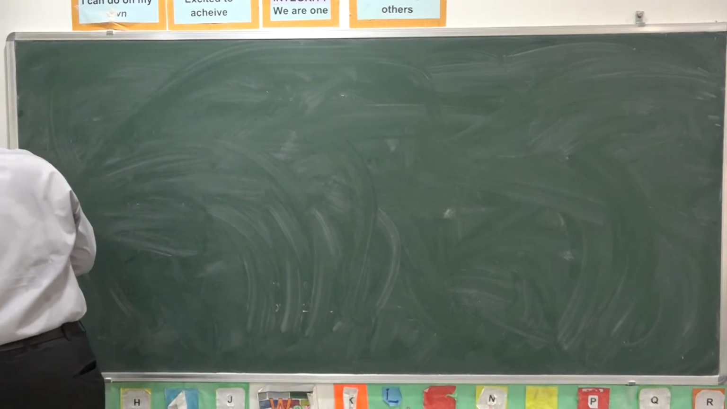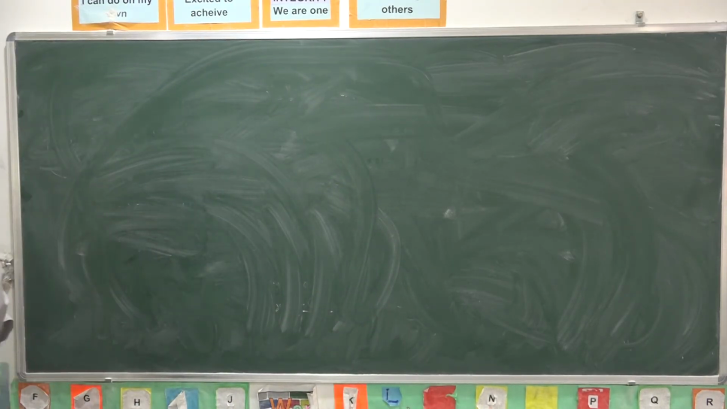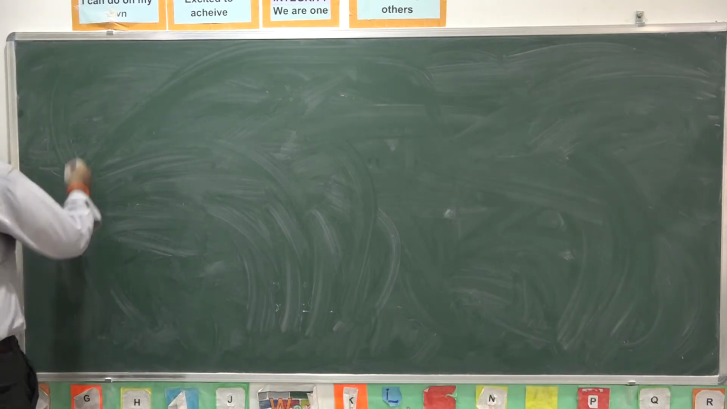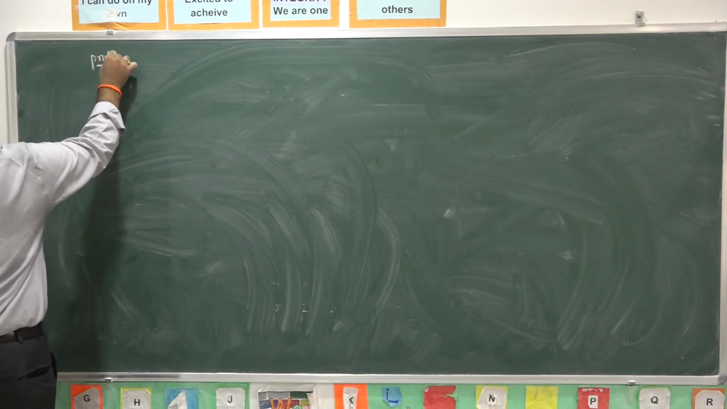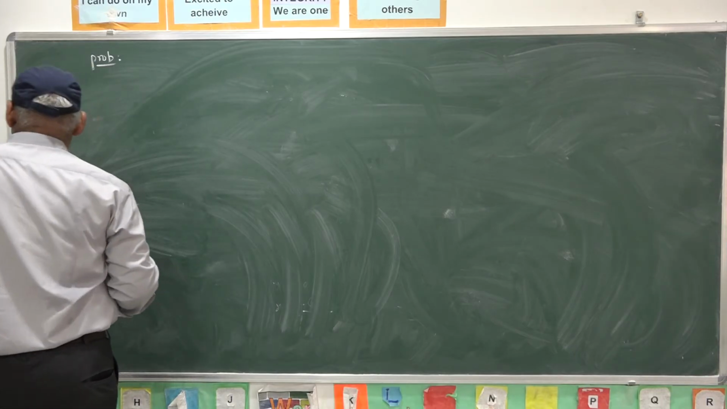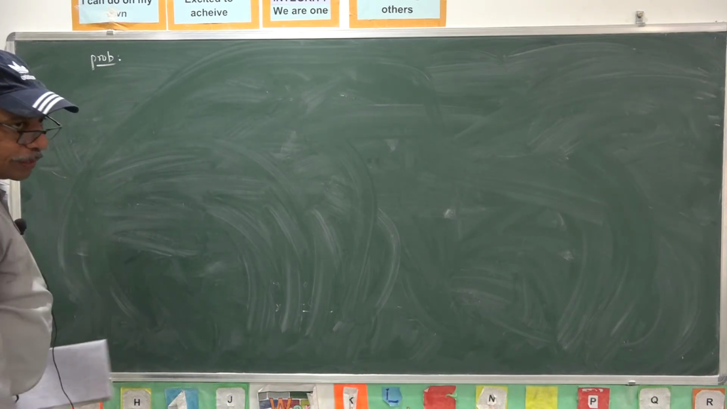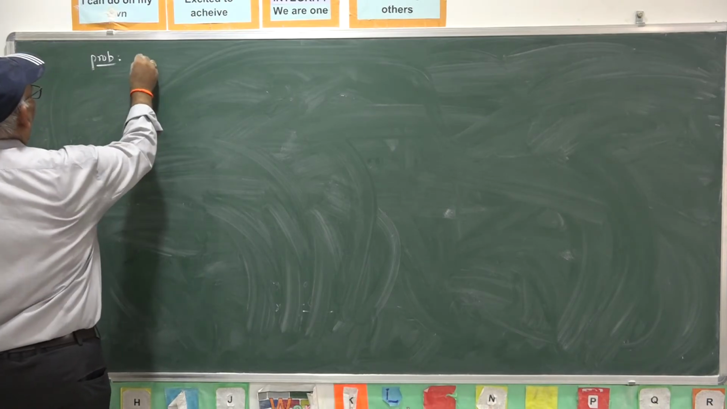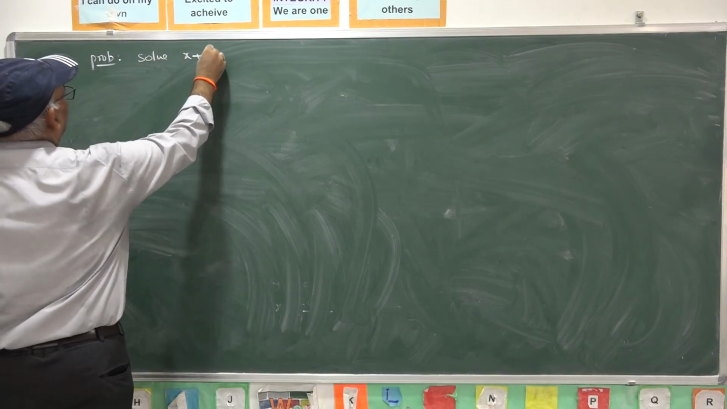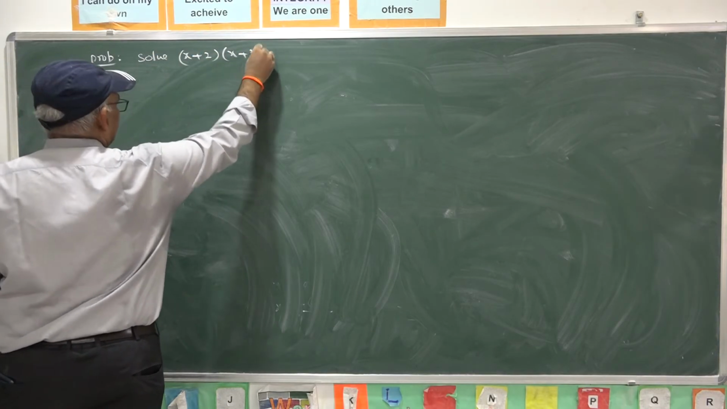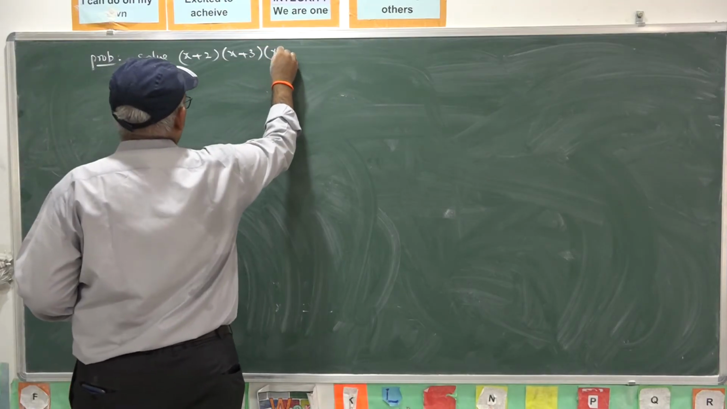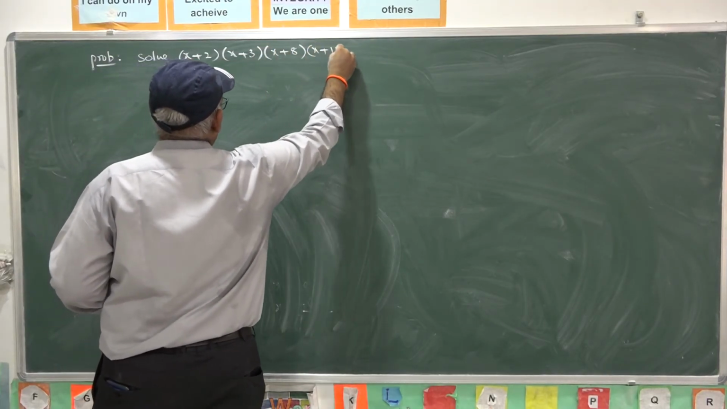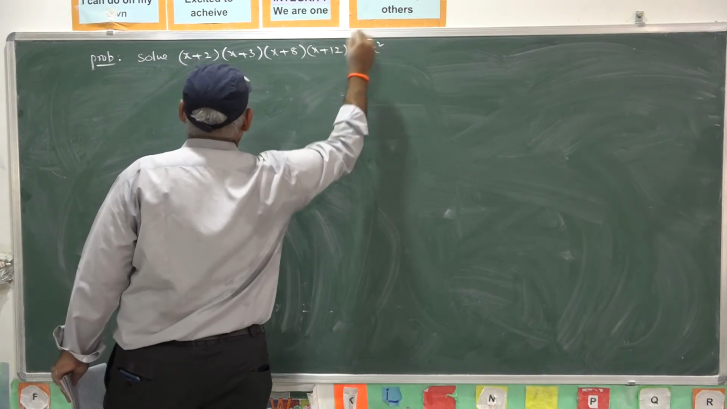One more interesting problem here. This is also a polynomial function which is reducible to quadratic form. Solve x plus 2 into x plus 3 into x plus 8 into x plus 12 equal to 4x square.